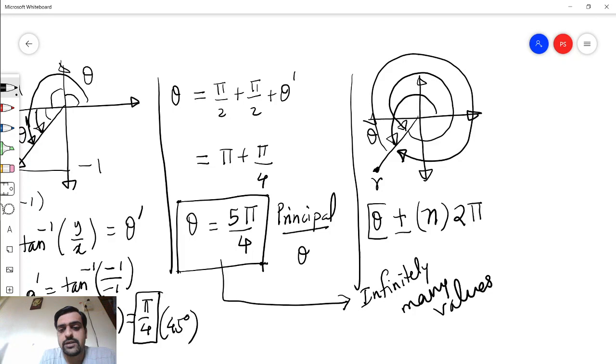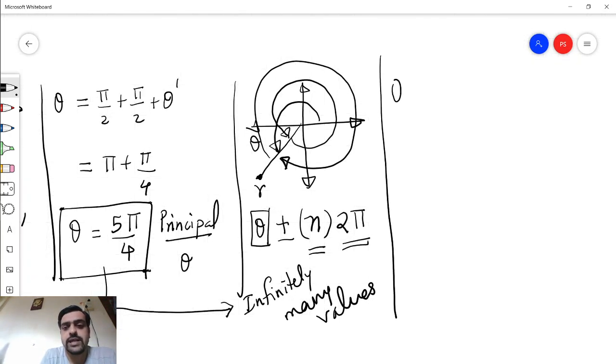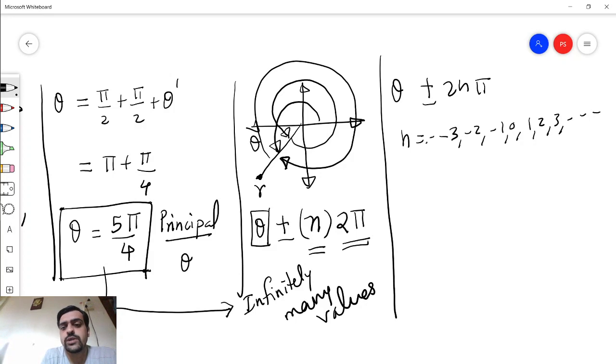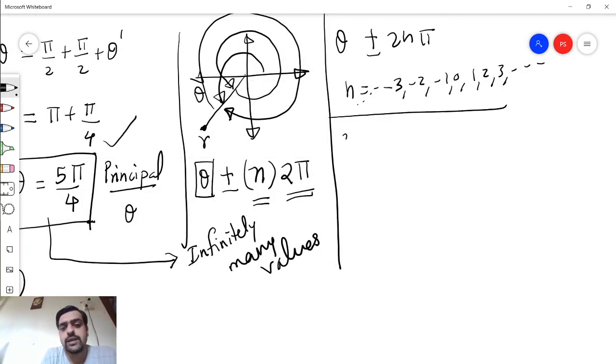So we can just add or subtract any integral multiple of 2 pi, or in other way we can say that theta plus or minus 2n pi, with n taking values -3, -1, 0, 1, 2, 3, and so on, both the sides. Fine. But we will right now consider the principal value of theta as the required value. So we have with us x equal to -1, y equal to -1, r equal to root of 2, and theta equal to 5 pi by 4.